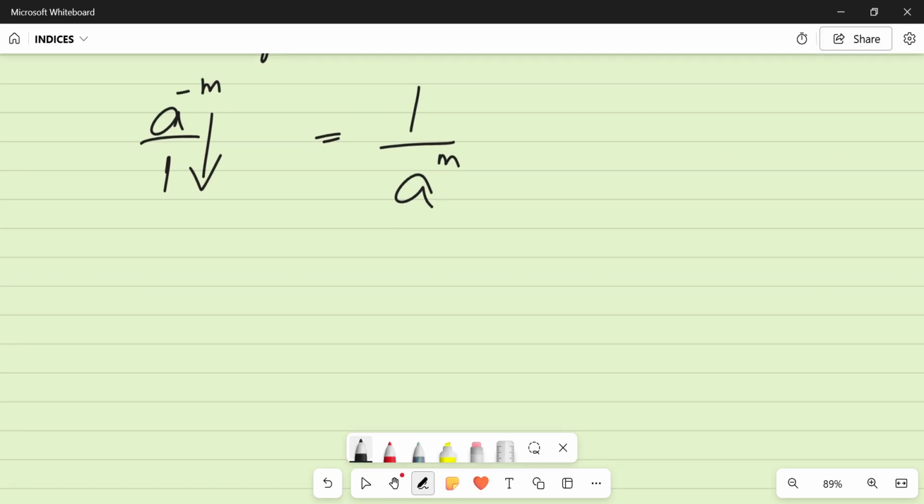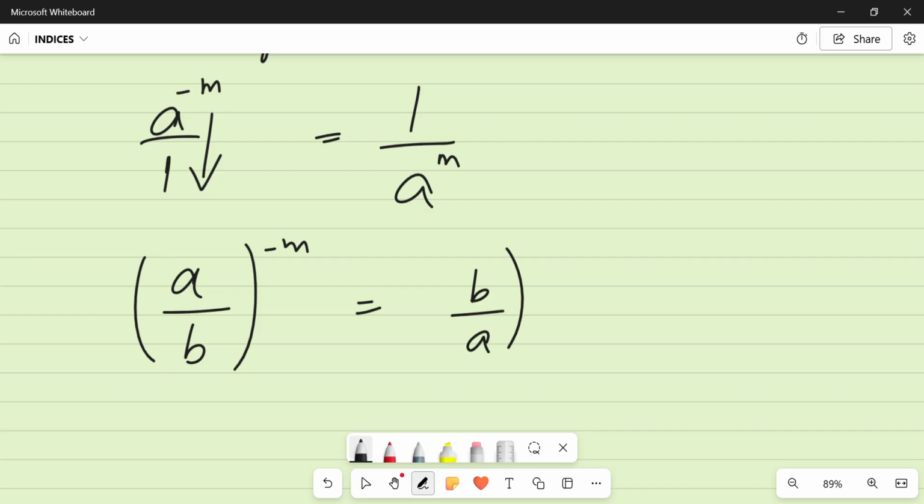Let's do another example. If A over B has a power minus m, when we reverse them, it will automatically become positive. So B will take the numerator position and A will go down as a denominator. And this m will become positive, right? So you can say that we take the reciprocal of the bases, right? So the power sign has been changed.